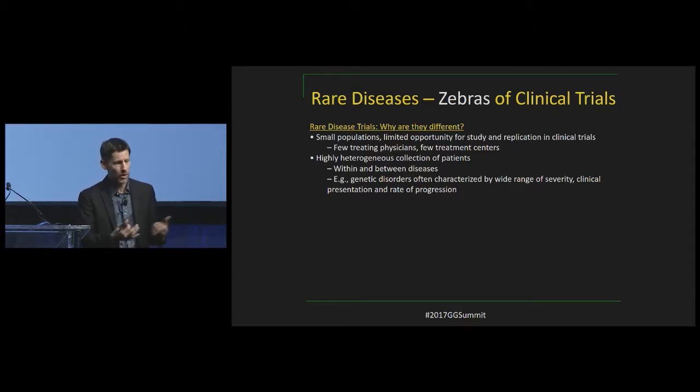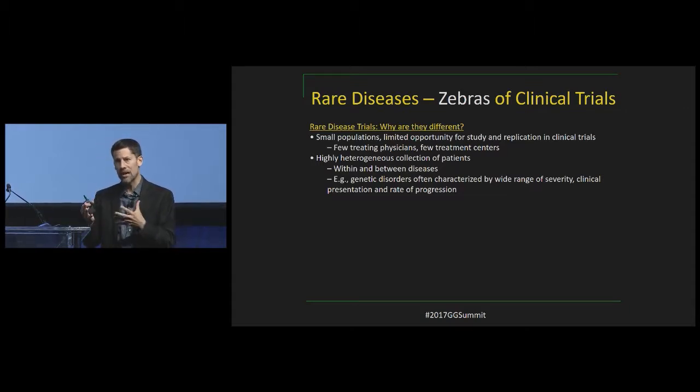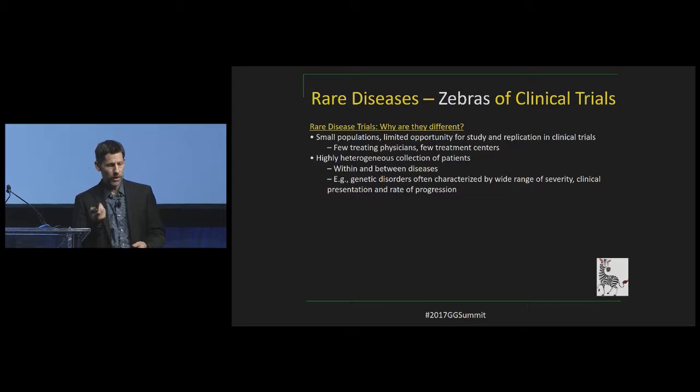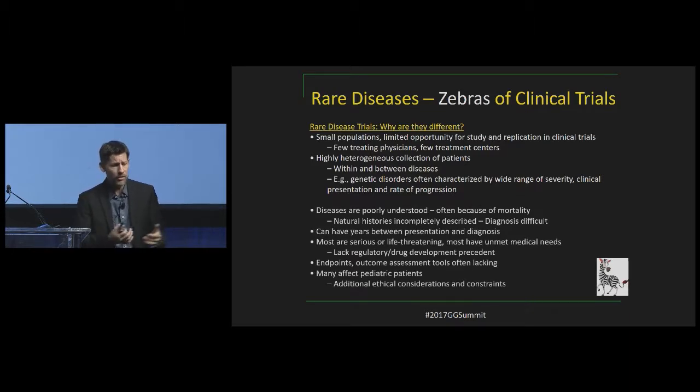We're looking at, generally speaking, wildly or highly heterogeneous populations from these treatment centers. And within these diseases, you have some natural variability, and then outside of these, when you start talking about a class, lysosomal storage diseases, that's also very, very broad. So there's my zebra right there. And these diseases are often poorly understood, often because of the mortality.